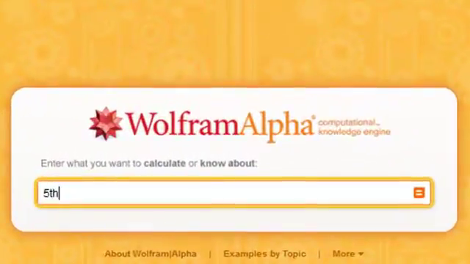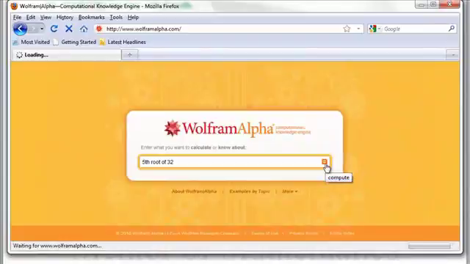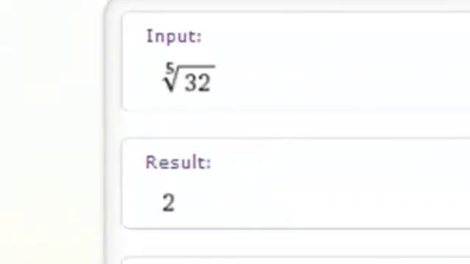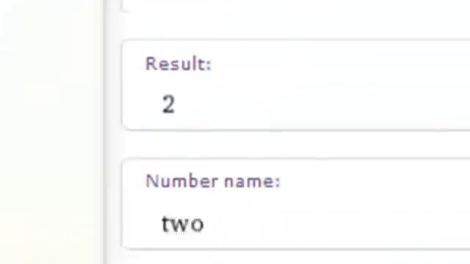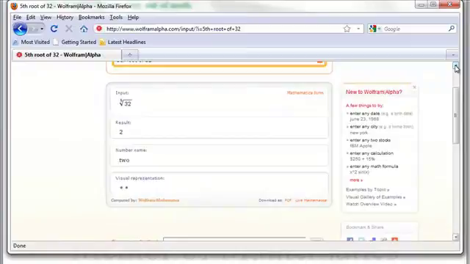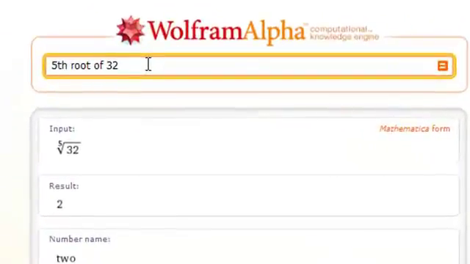If we type in fifth root of 32 and hit equals, what's it going to tell us? I bet it tells us 2. It does. Of course, we could do this on a handheld calculator or anything else, but it's much easier for me to share the internet with you than a handheld calculator. So there's our fifth root of 32. Yes, 2 to the fifth is 32.